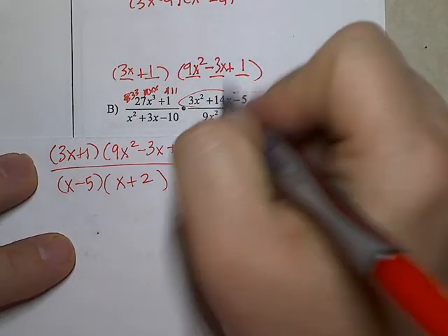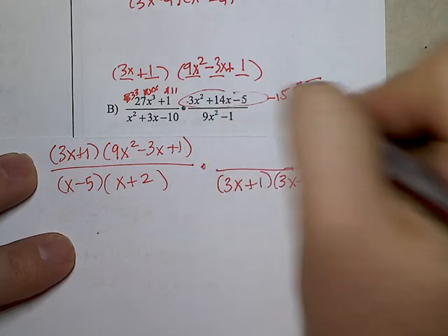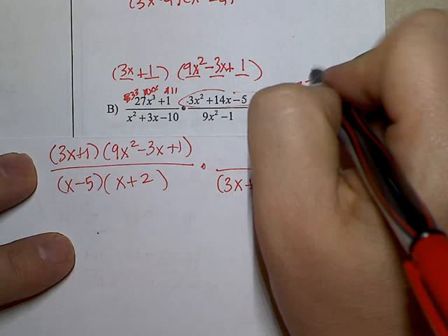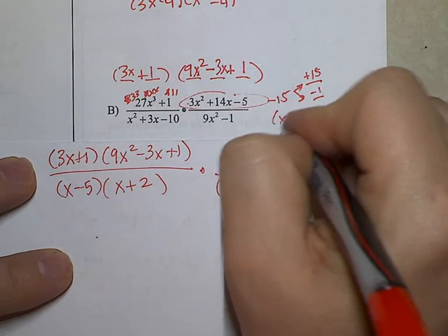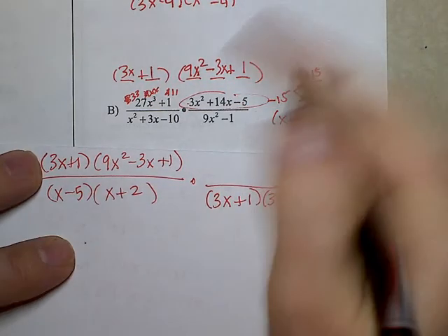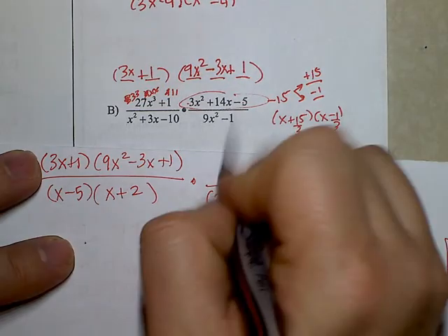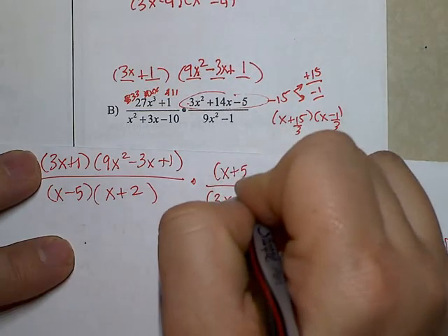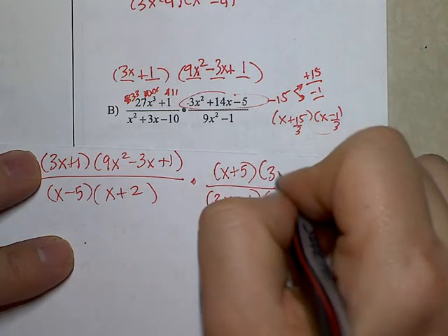What multiplies to give you negative 15 and adds or subtracts to give you 14? Positive 15 and negative 1. So x plus 15 and x subtract 1. Put a 3 underneath both. 15 divided by 3 is 5, and 1/3 is already reduced, so we push it up to give you 3x minus 1.